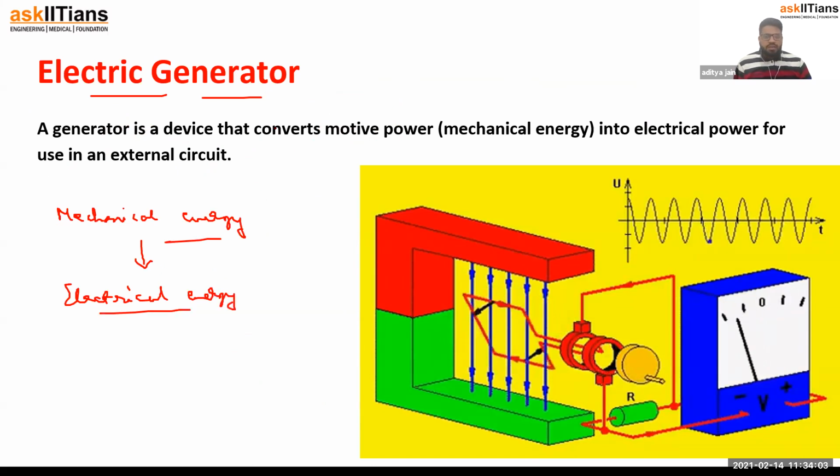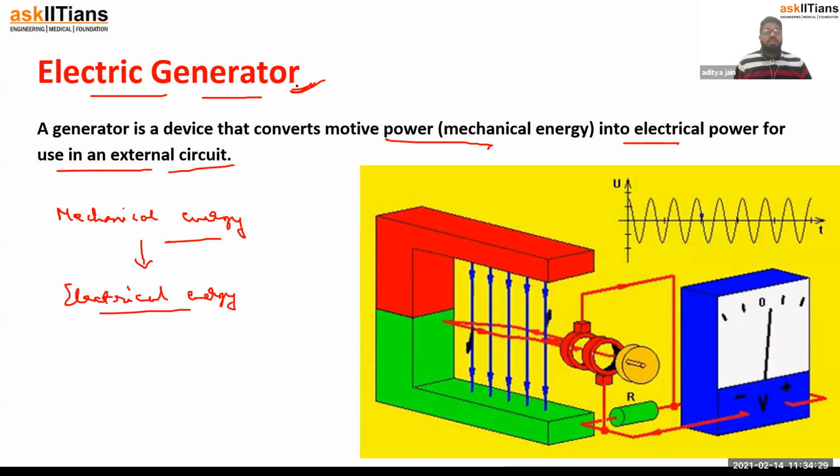So it is written: a generator is a device that converts mechanical energy or motive power into electrical power for use in an external circuit. We have already seen in the last class that by the process of electromagnetic induction, a current is produced, which is known as induced current. But the value of that induced current was so low. It can be made large by increasing the number of coils. That setup is known as an electric generator, in which we are producing a high amount of induced current with the help of electromagnetic induction.